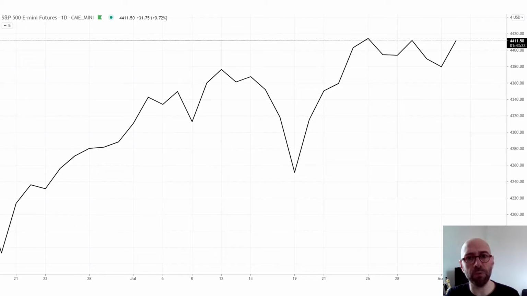This is an example I have here. This is for the Standard & Poor's 500 futures, the E-mini futures contract, but it's just for you to have an idea. You can see on the horizontal axis we have the time. In this case it starts on the 20th of June, goes all the way through July and into the beginning of August, and on the vertical axis we have our prices.